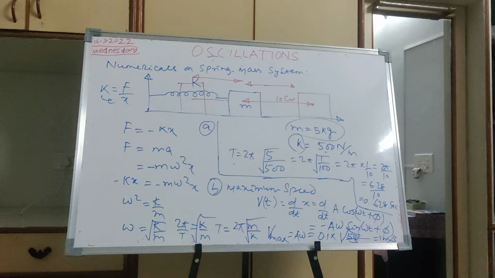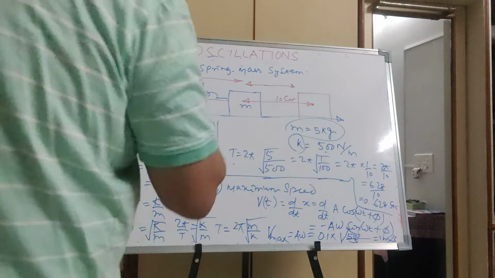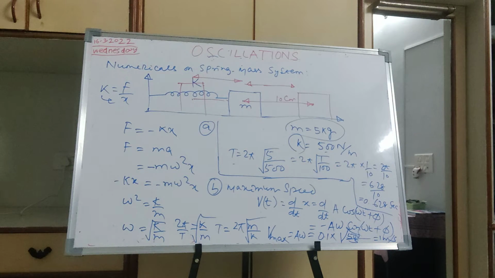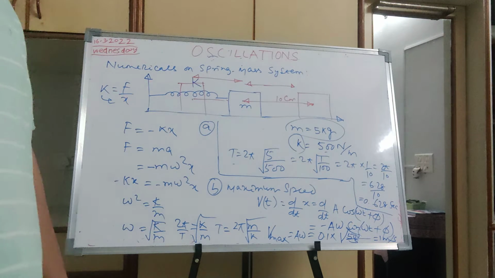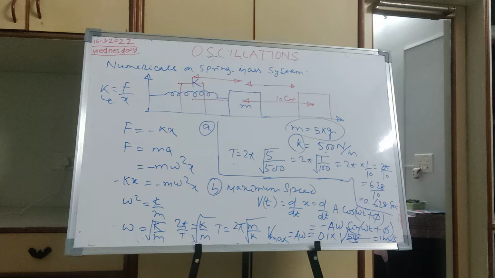Now, what is the time period? Here 10 centimeter is the amplitude of the motion, because you are pulling the mass by 10 centimeter and releasing it from there. So the amplitude of the simple harmonic motion is 10 centimeter. What is the time period of this motion? That is the question.